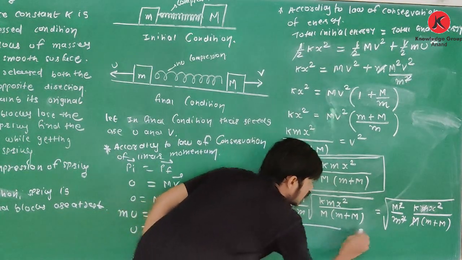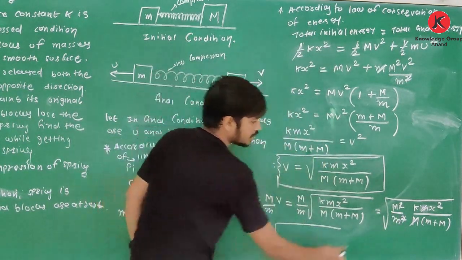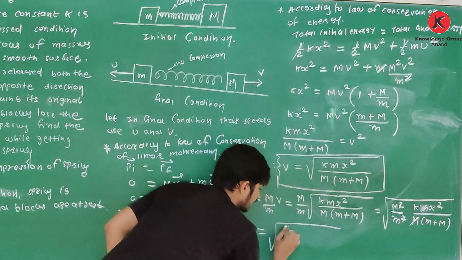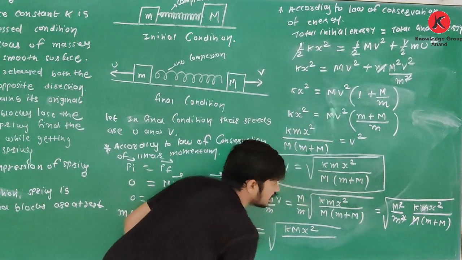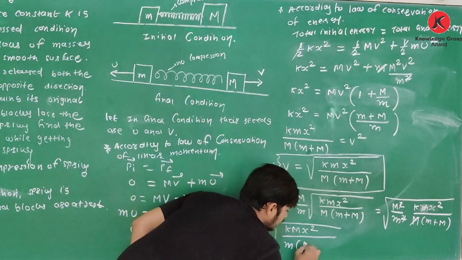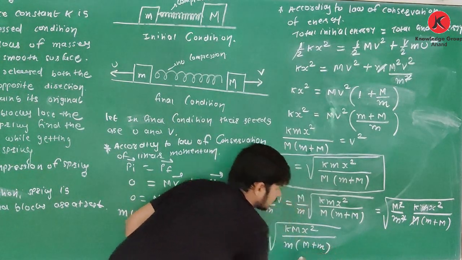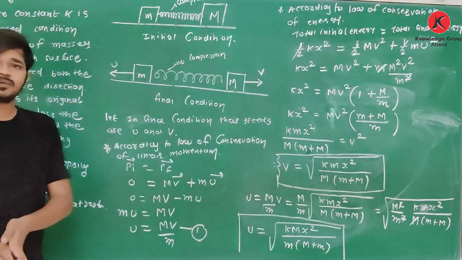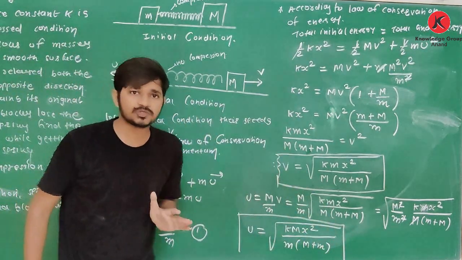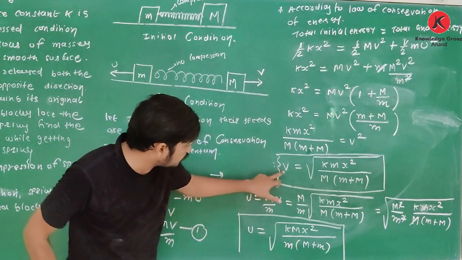One capital M plus. So what is the equation of u? u is equal to under root k capital M x square, k capital M x square divided by small m and m plus m. So yes, here it is, the equation of u. Clear about this?